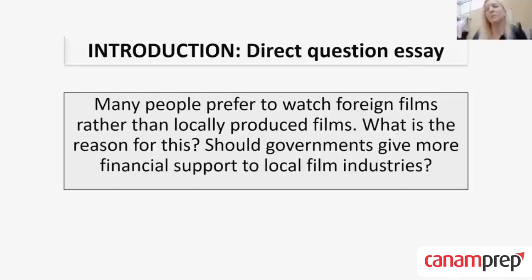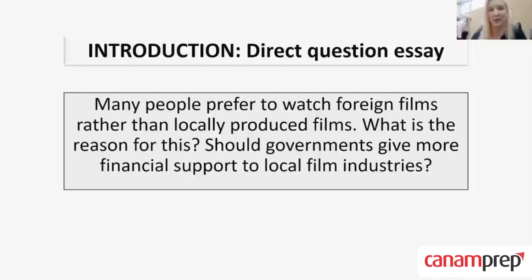Example: many people prefer to watch foreign films rather than locally produced films. What is the reason for this? Should government give more financial support to local film industries? So here we have two questions that we must answer. We need to give the reason why people prefer foreign films, and we need to say, yes, governments should give more financial support, or no, governments should not give financial support to local film industries. So this is a little bit trickier because we have two questions to answer, and we need to put that in the intro.